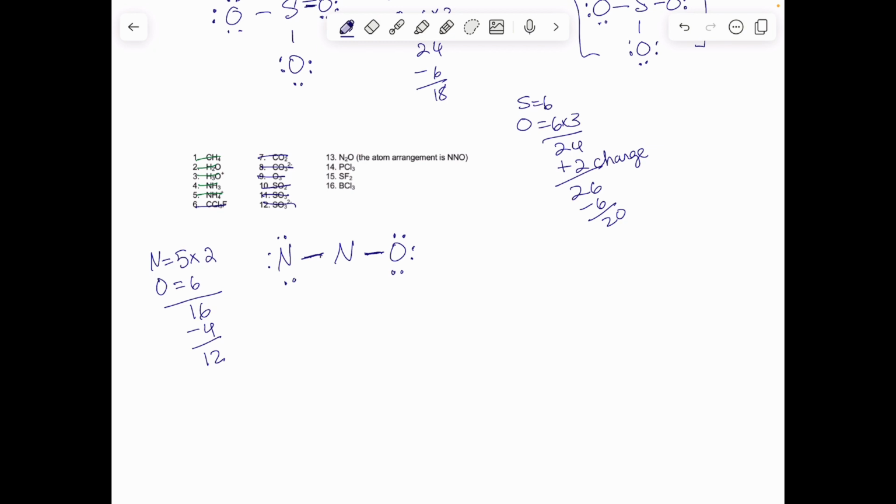But my nitrogen in the center isn't happy, so I'm going to need to start making double bonds. We saw that with CO2 above. Pause the video and go look at CO2 above. And so you end up with something like that. Now here's a tidbit. Here's an aside. That's not actually what the Lewis structure of N2O looks like. It actually looks like that.